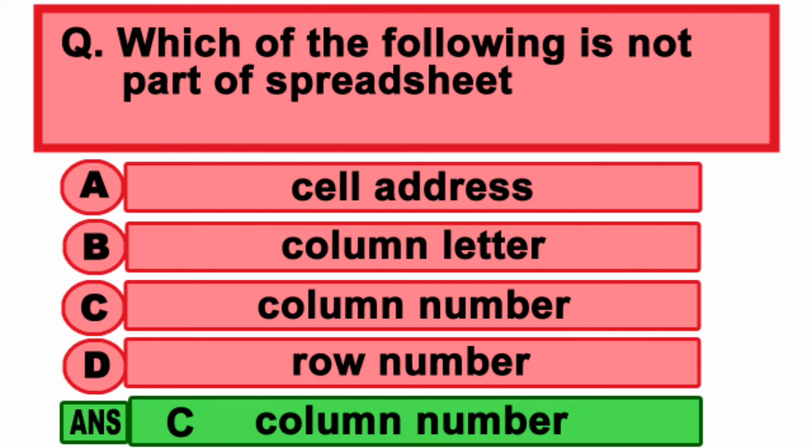Let's see the options in detail. Cell address. Cell address is a combination of a column letter and a row number that identifies a cell on a worksheet. Examples. B2 refers to the second cell in column B. In Excel, rows are referred by numbers and columns by letters. Example. Column A, column C, column D. First row, 10th row, 20th row. The correct answer is answer C, column number.